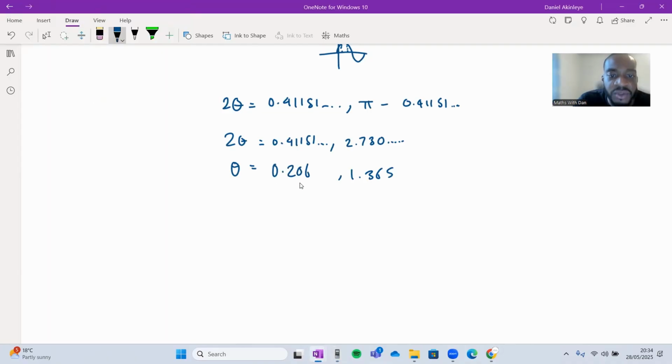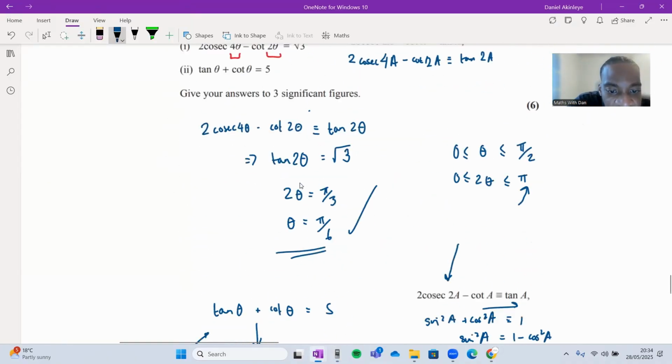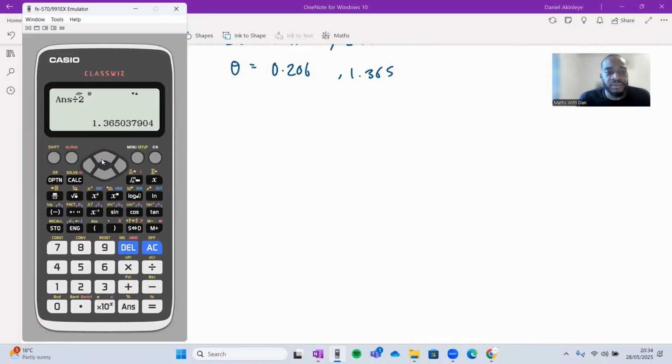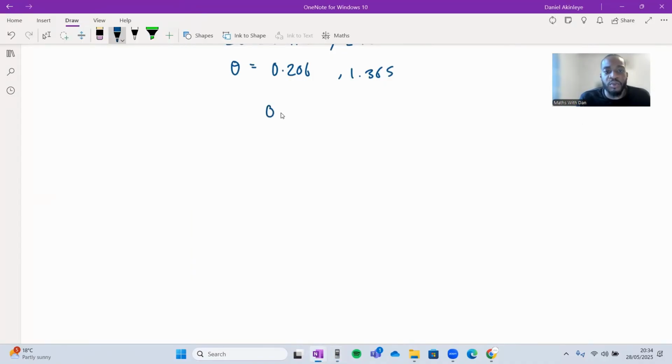I don't know what degree of accuracy they wanted it to, though. What accuracy did they want it to? Three significant figures. So that one's fine, that's going to be 1.37, isn't it? Yeah, 1.37. So that's going to be 0.206, 1.37. And that's it.